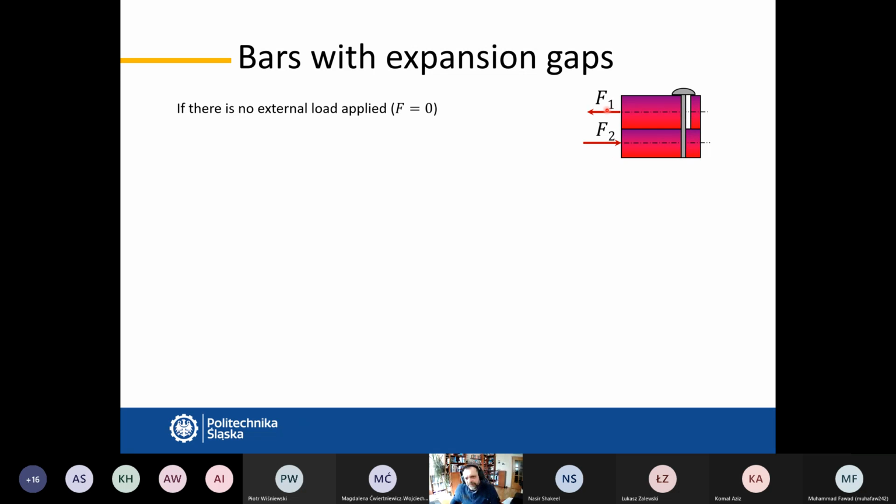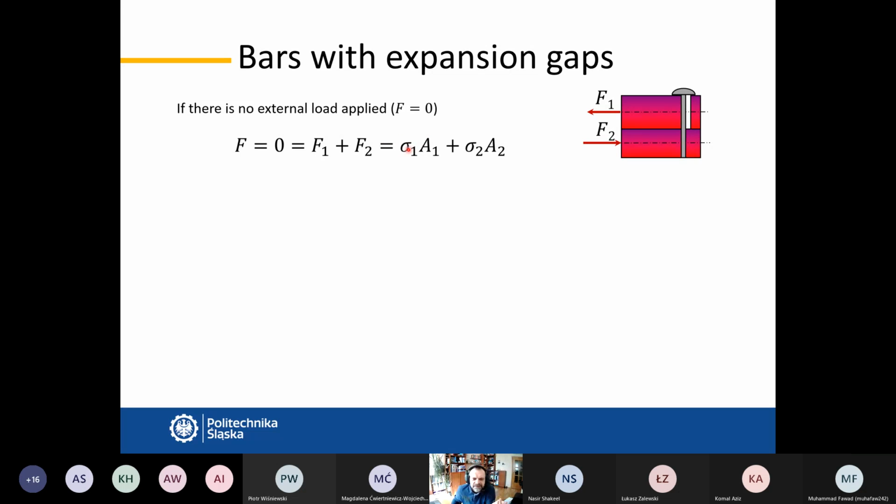On the basis of the equation of equilibrium, we have only two forces here, one resulting from member number one and the other from member number 2. They are in opposite directions and they have to cancel out. So the sum of these two forces is 0.